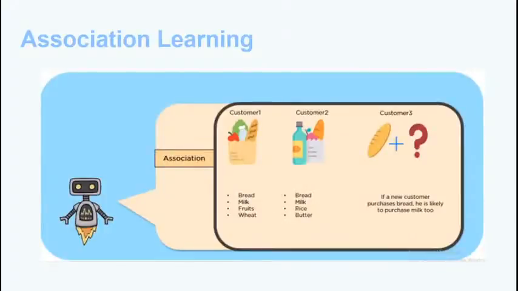Okay, for example, you can see in the slide we have customer 1 and customer 2. Customer 1 is buying bread, milk, fruit, and wheat, and customer 2 is buying bread, milk, rice, and butter. So both customers have a similarity: bread and milk. The machine will learn from those data, and if you enter a new third customer, it automatically predicts the output. If they buy bread, it automatically suggests that they want to buy milk, like that. Okay, so this is called association.